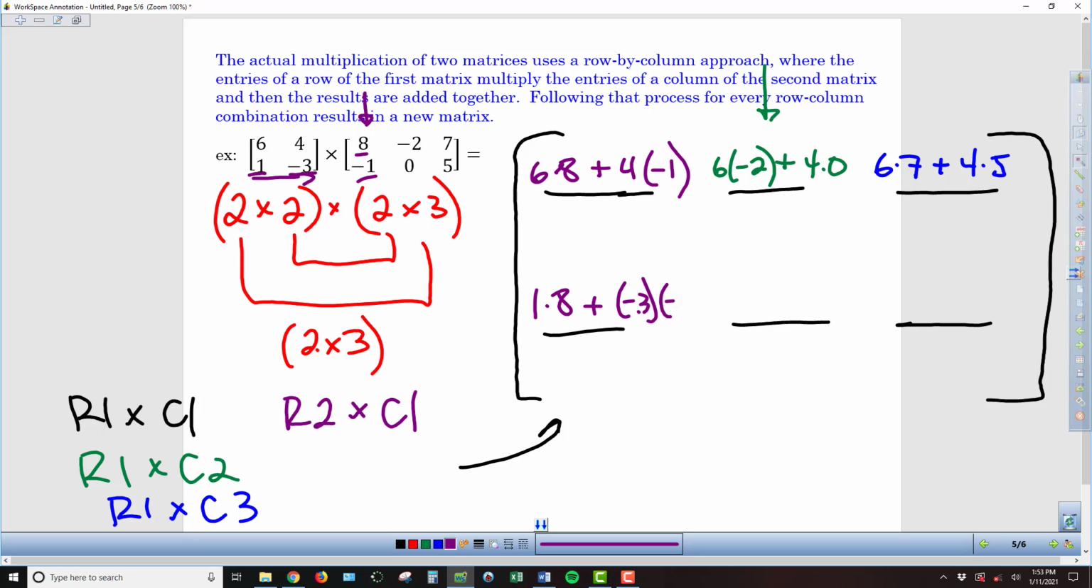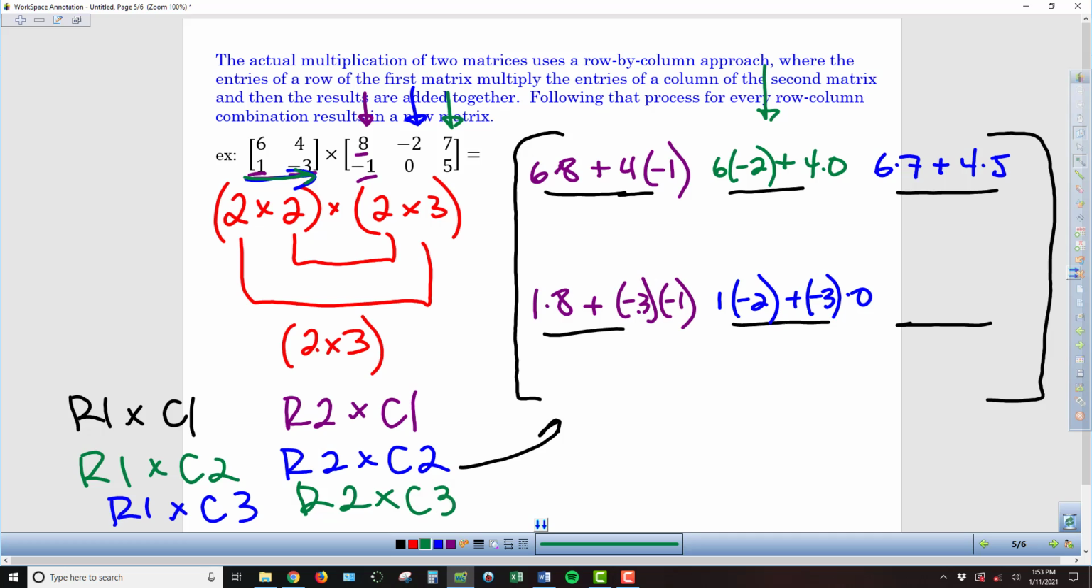So -3 times -1. Then we're going to take row 2 times column 2. So we've got row 2 times column 2. So if we do that, we've got 1 times -2, so just taking the first number in the row times the first number in the column, and then we move across and down, and we're going to multiply -3 times 0. And then finally, we've got row 2 times column 3. So row 2 times column 3.